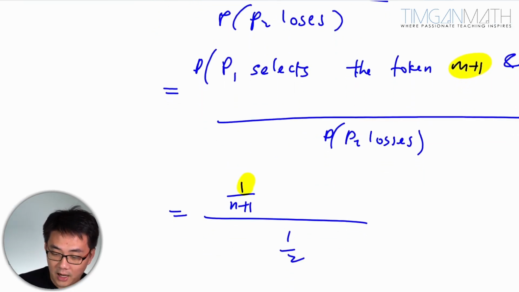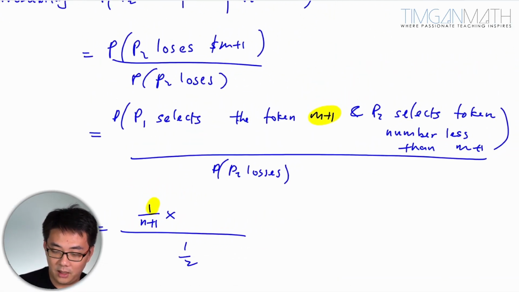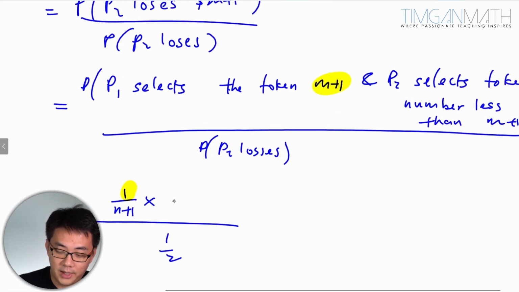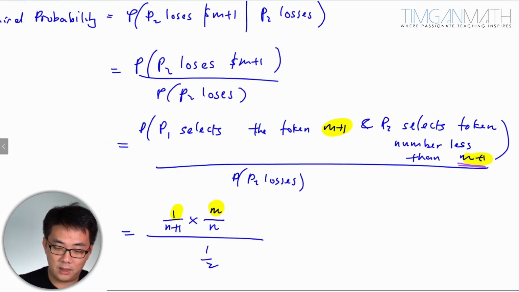Then there are how many tokens which are lesser than m plus 1? This is without replacement, right? So it is 1 over n plus 1 times m. There are m tokens which are less than m plus 1. So this is how you do this. Then what we do is we just say this is 2m over n plus 1.